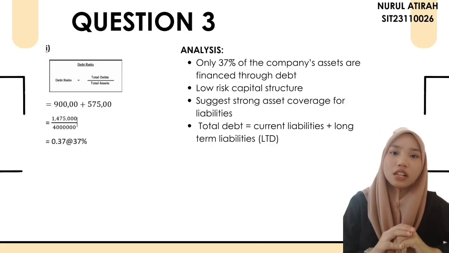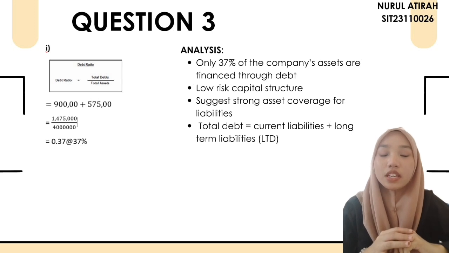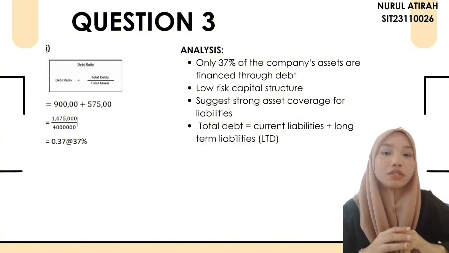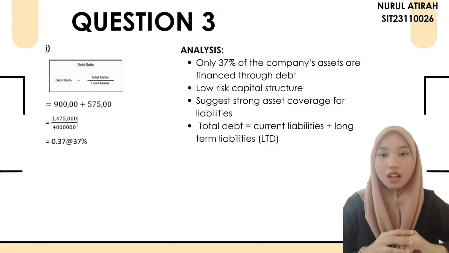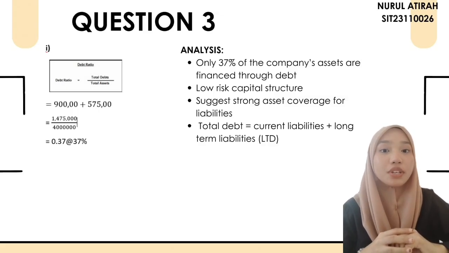This relatively low ratio suggests a low-risk capital structure, as a significant portion of the assets is funded by equity. It also implies strong asset coverage for the company's liabilities, providing a buffer for creditors. It's important to remember that total debt includes both current liabilities and long-term liabilities.